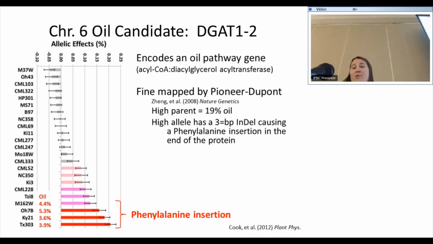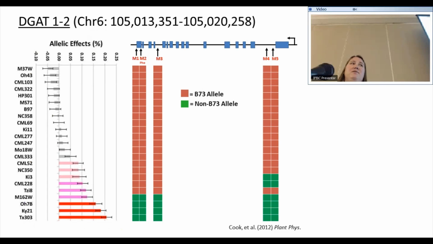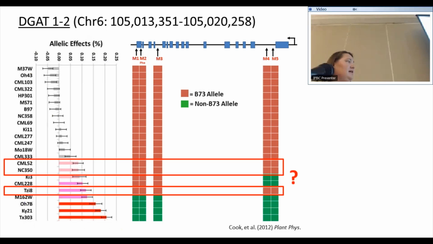Pioneer cloned this gene a number of years ago and found that the high allele contains an extra amino acid in the protein. And we found that our top 4 alleles have that same extra phenylalanine insertion in the protein. And we can start to look at haplotypes of these SNPs across the gene that explain quite well our allelic series, such that the bottom alleles here are all non-B73 SNPs, and a number of lines have another haplotype where part of the gene is from B73 and part not. But we have an interesting allele that we don't understand yet.